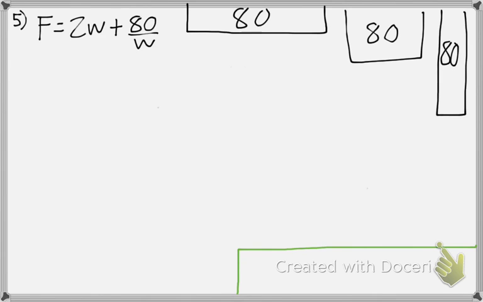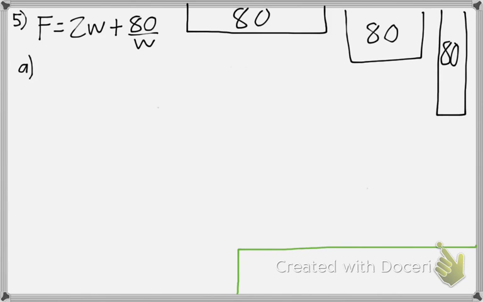So we're dealing with a pen next to a barn, and we don't know what the dimensions are, but we know that it has to have an area of 80 square feet. If you look at these pictures, it really could be any of these. All of these have a square footage of 80, but they have different dimensions. So we don't know what that's going to be.